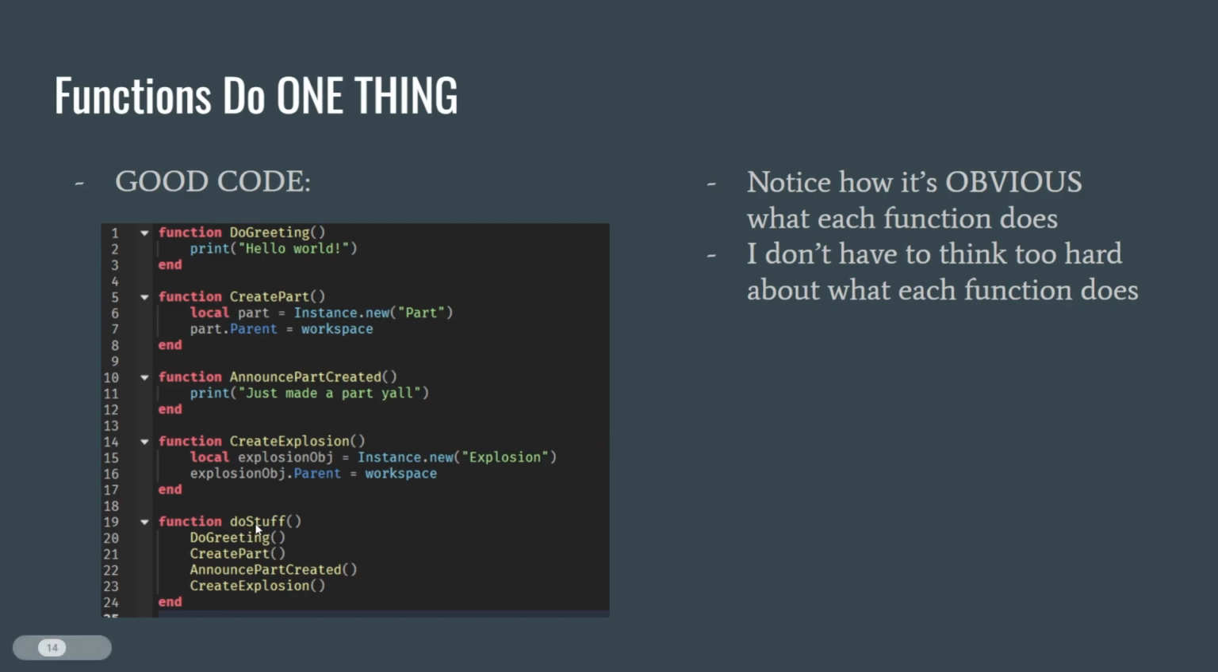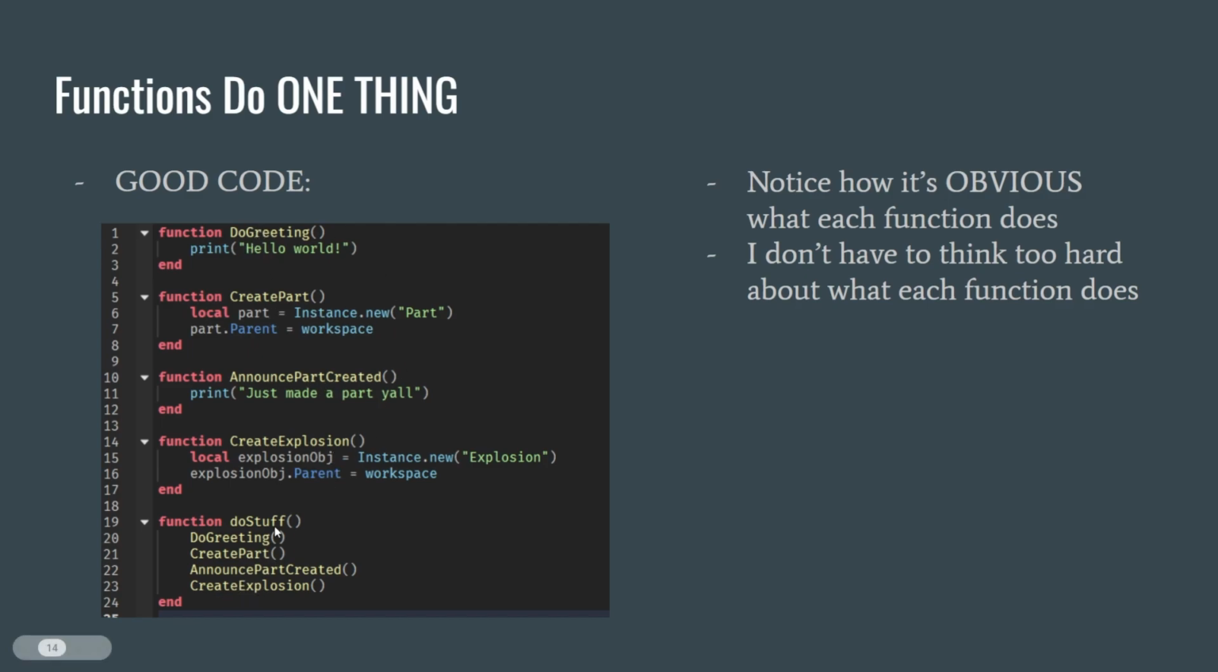This do stuff, like I'm not really reading much code. I'm just reading what the functions are. If I want to know what do stuff does, I can already tell, oh, it does a greeting, it creates a part, it announces that something got created, and it makes an explosion. And all of those things are separated into these functions right here.